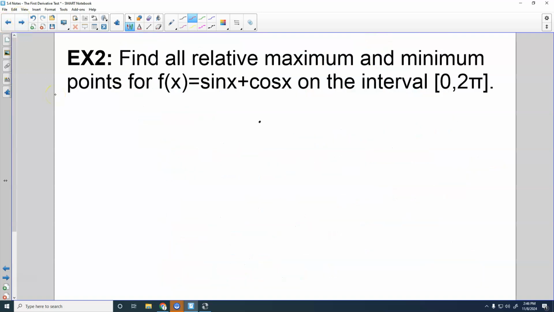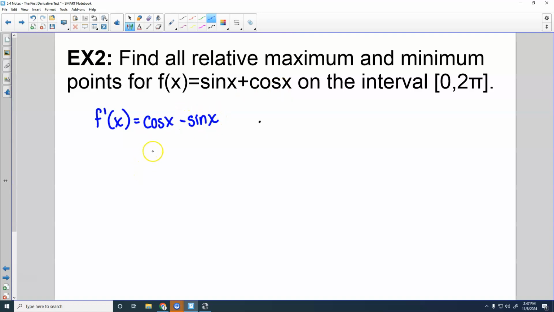Okay, example 2 says find all relative maximum and minimum points for f of x equals sine x plus cosine x on the interval from 0 to 2 pi. So this is the same type of problem. We just have some trig that we have to deal with here, which always makes it a little bit more difficult. So the derivative is not too bad here. The derivative of sine is just cosine x, and the derivative of cosine is negative sine x.